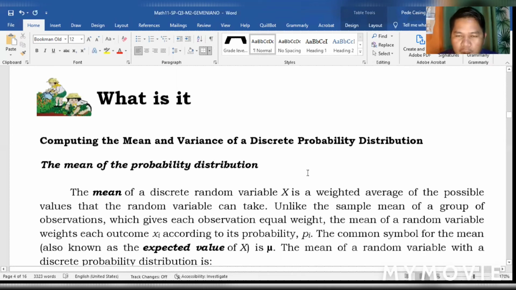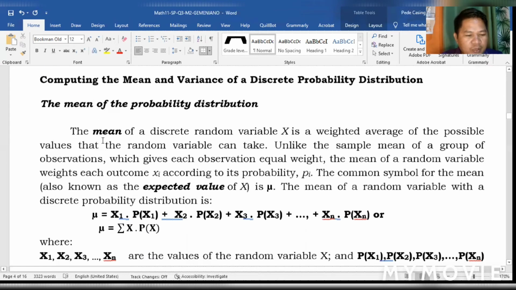So this is now our discussion about the previous activities that you have answered a while ago. Computing the mean and variance of a discrete probability distribution. What do we mean by the mean of the probability distribution? The mean of a discrete random variable X is a weighted average of the possible values that the random variable can take. Unlike the sample mean of a group of observations, which gives each observation equal weight, the mean of a random variable weights each outcome X sub i according to its probability P sub i.